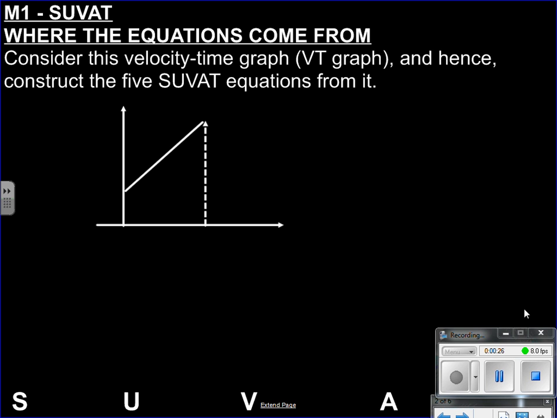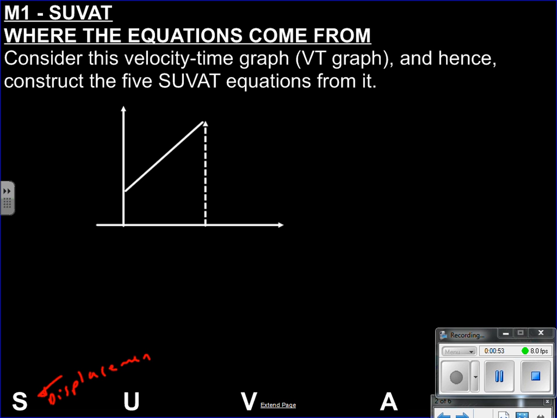So if we start this off, there are 5 different SUVAT equations, and we also need to define what SUVAT actually means, as some people may not even know. The S, U, V, A, T all stand for certain things. The S does not stand for distance, which is often a mistake. It stands for displacement.